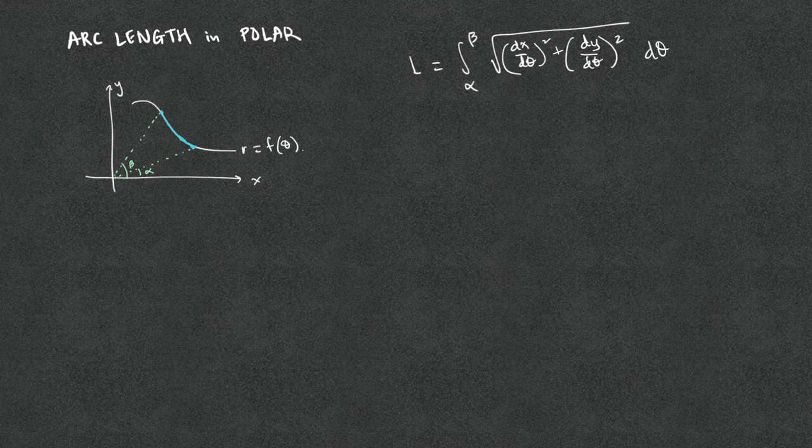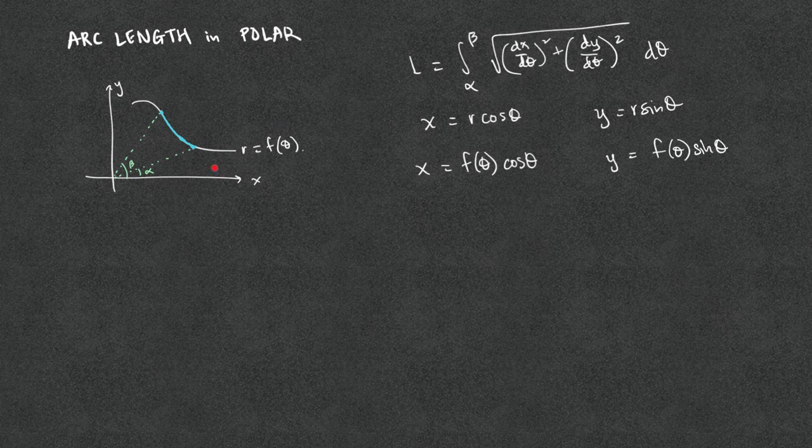But in polar coordinates, x equals r cosine theta and y equals r sine theta. That is, x equals f of theta cosine of theta, and y is f of theta sine of theta, because r equals f of theta, where theta is between alpha and beta.